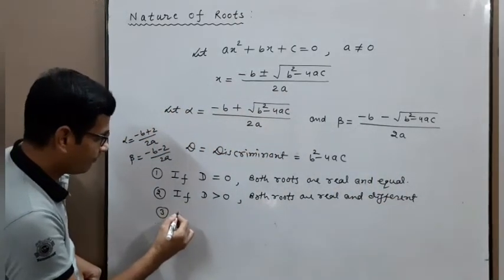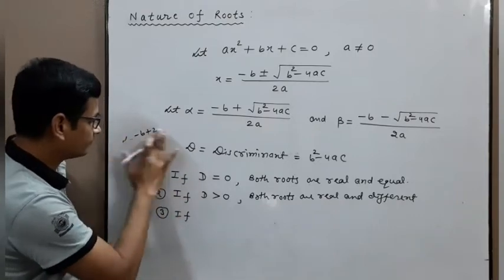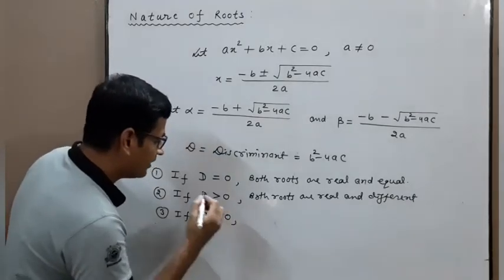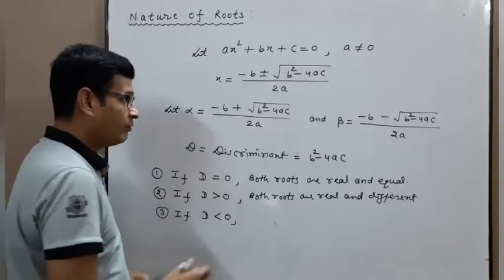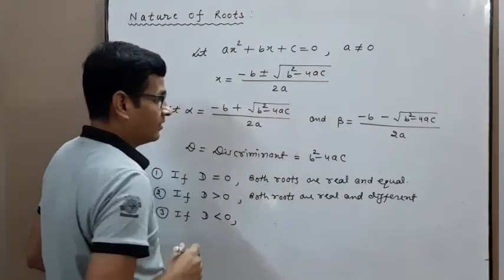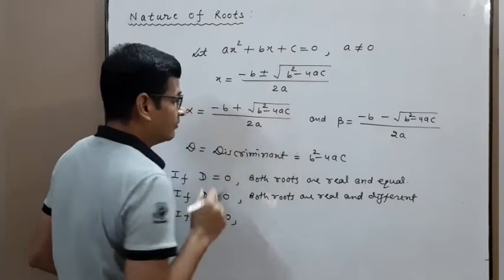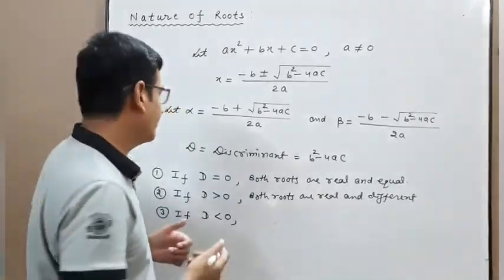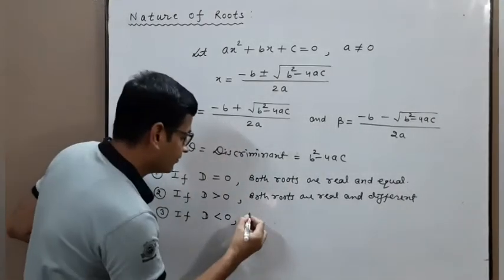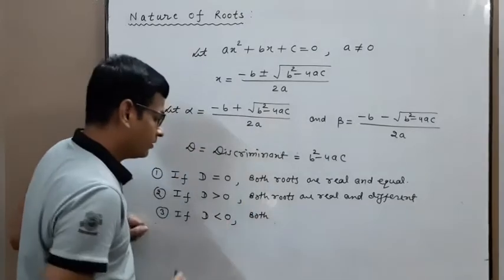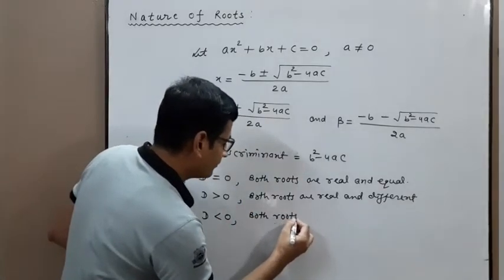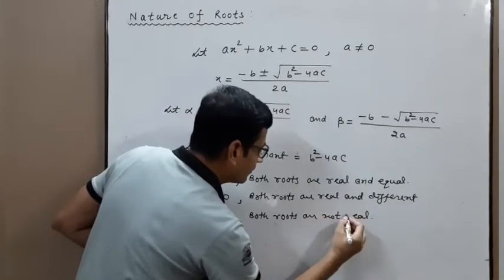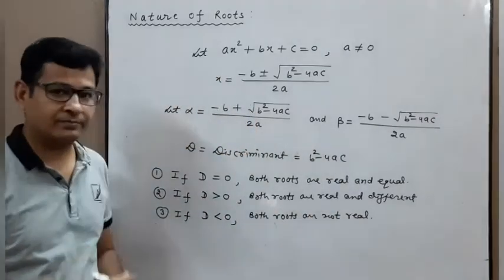Third, if D is less than 0, less than 0 means any negative number. When we put any negative number inside the root, we cannot solve this root, because we don't know the root of any negative number, which is imaginary. So in this case, both roots are not real, meaning roots are not real.